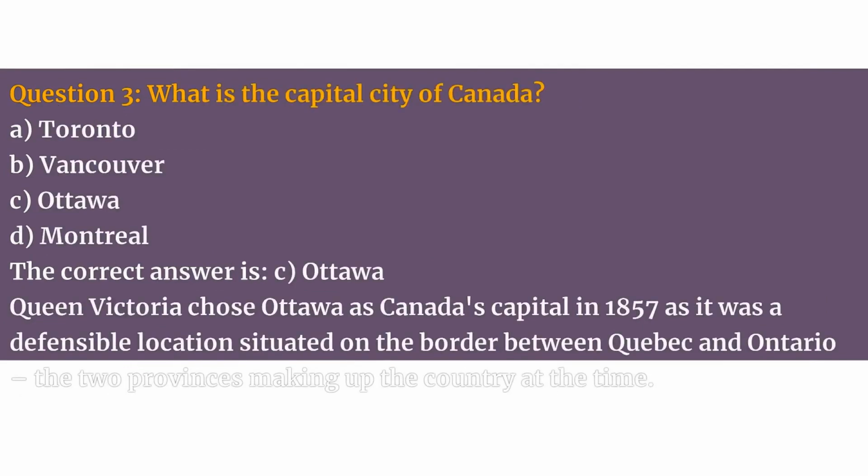Question 3. What is the capital city of Canada? A. Toronto. B. Vancouver. C. Ottawa. D. Montreal. The correct answer is C. Ottawa. Queen Victoria chose Ottawa as Canada's capital in 1857, as it was a defensible location situated on the border between Quebec and Ontario, the two provinces making up the country at the time.